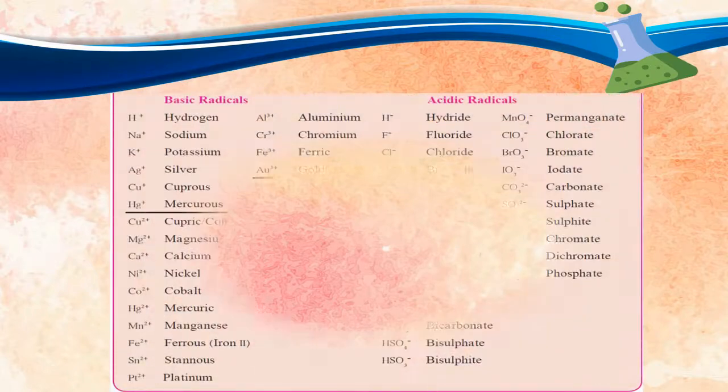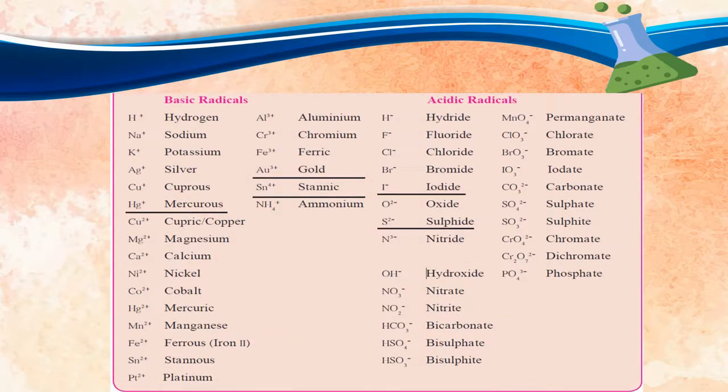In order to write the chemical formulae of compounds, it is necessary to know the valency of the various radicals. The names and the symbols along with the charge of radicals are given in the chart.